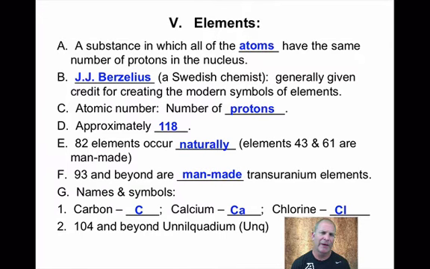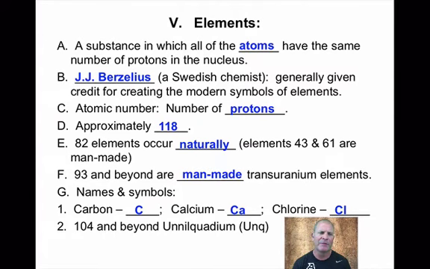So we know the atomic number is the number of protons. There are approximately 118 elements that we know today, 82 of which are naturally occurring. 43 and 61 are up. Generally, the ones higher up are naturally occurring and the ones lower down are man-made. But 43 and 61, right in the mix, are actually man-made. 93 and beyond are man-made transuranium elements.